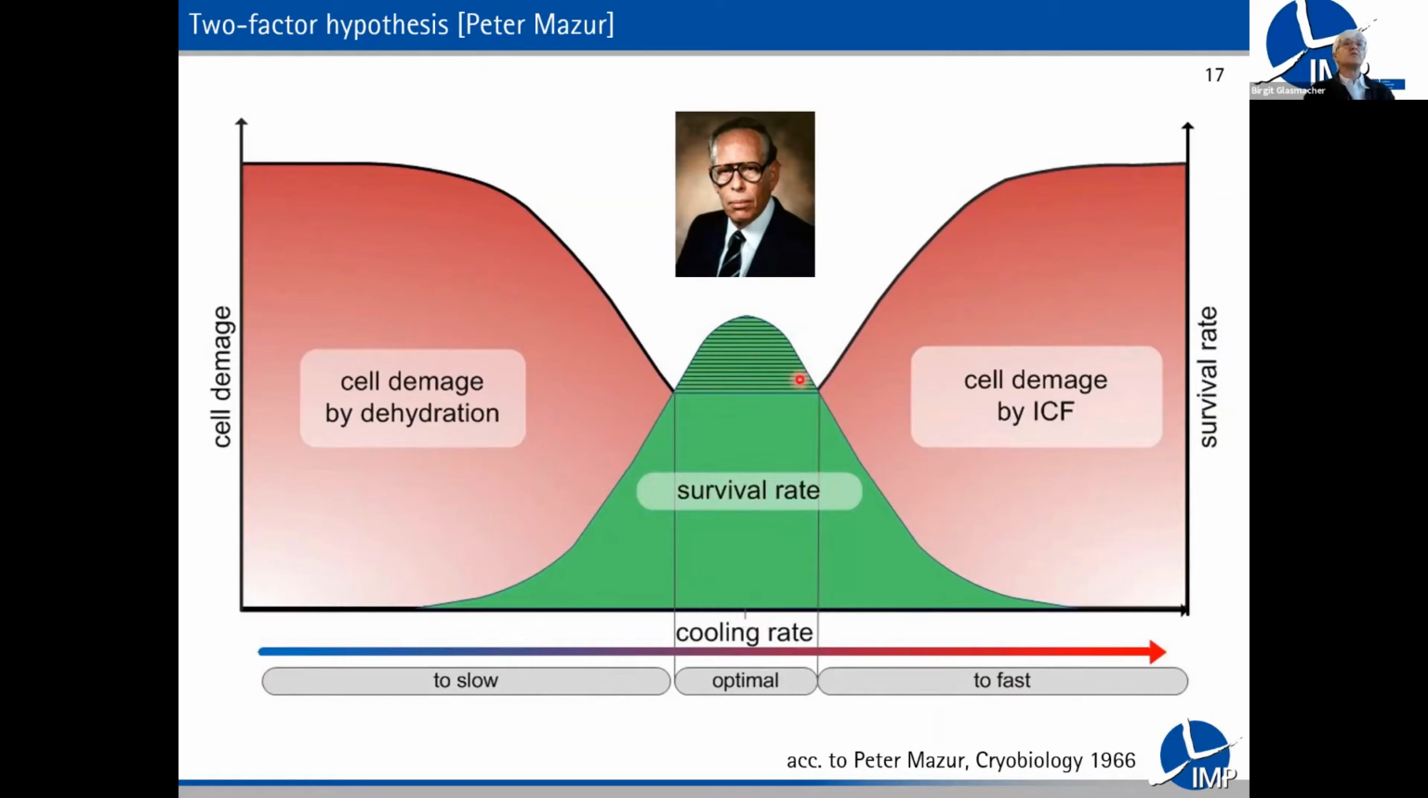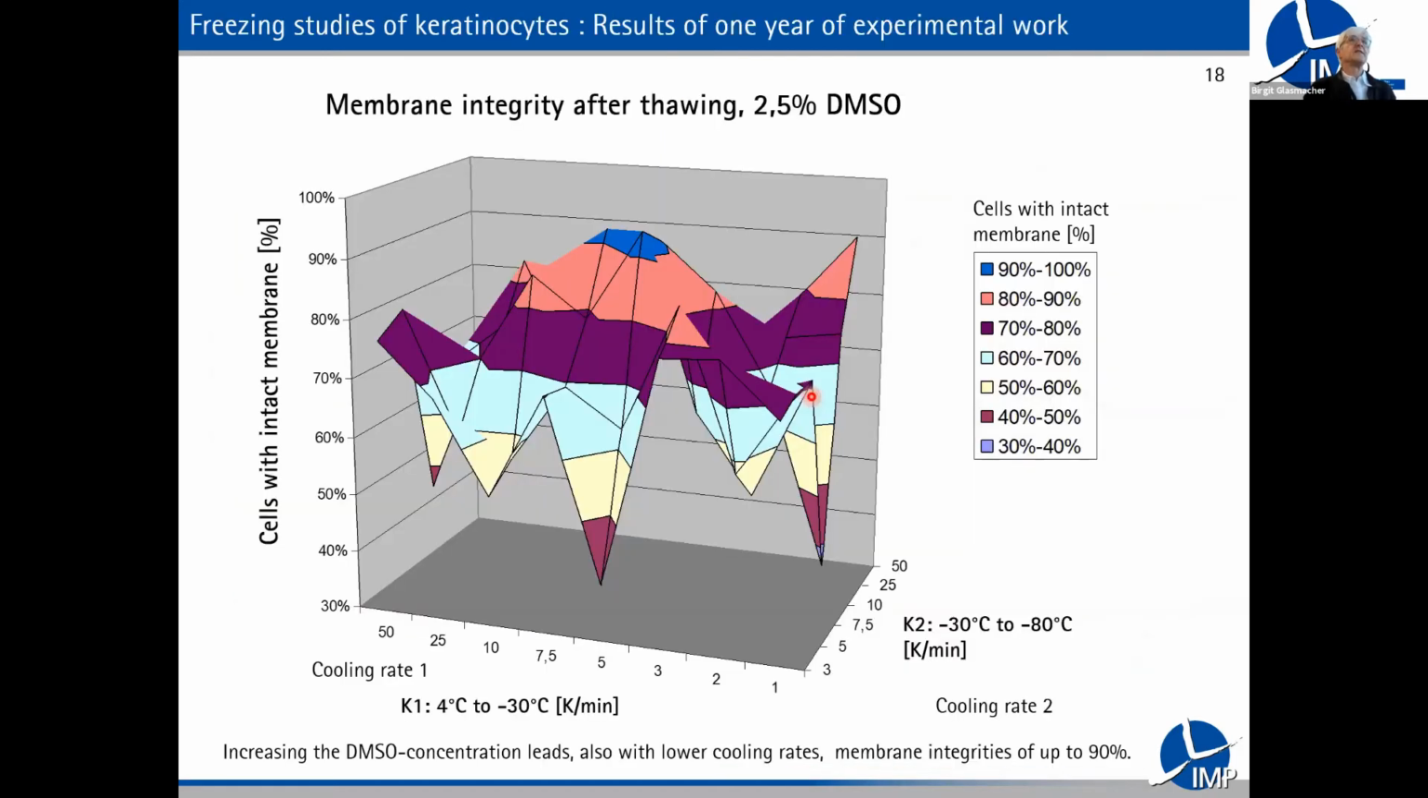Please do not find this one optimal cooling rate. Please find the range of optimal cooling rates, because if you remember, I told you that in organs and bigger volumes, it's not possible to have one homogeneous cooling rate. It's good to know the range that leads to good survival, the range of cooling rates that is favorable for my cell type, for my tissue.